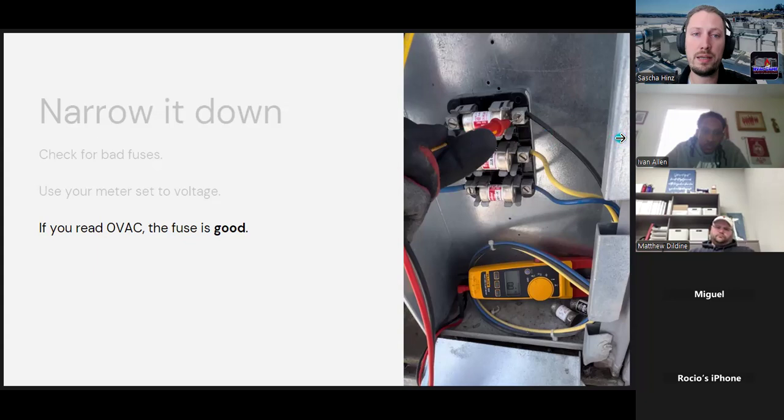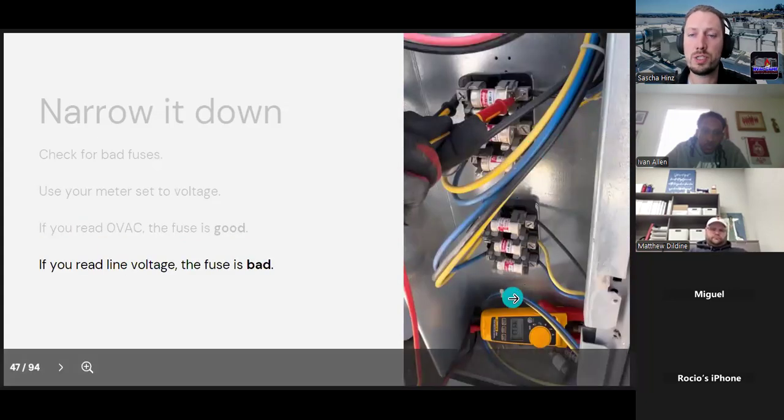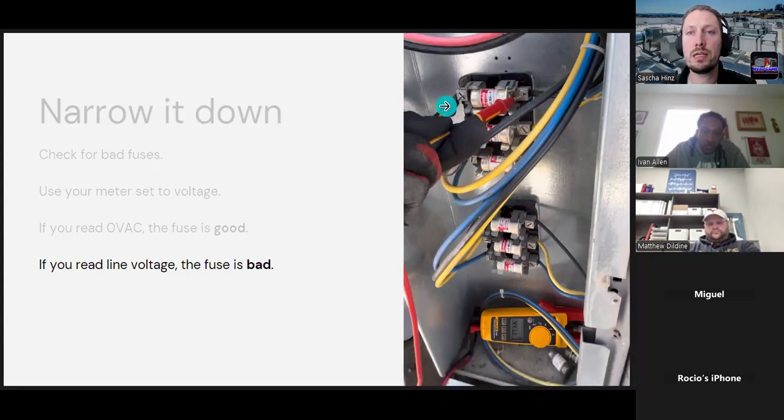If your fuse is bad, as you see in the next slide, we're just going through all of these fuses and we're checking them to make sure they're good. Down here, this was actually a 460 equipment. So here we're reading 460 because the power is coming in on one side of the fuse, but it's not exiting on the other side of the fuse, which means the fuse is bad. And now you have the potential difference here, which tells you that the fuse is bad.